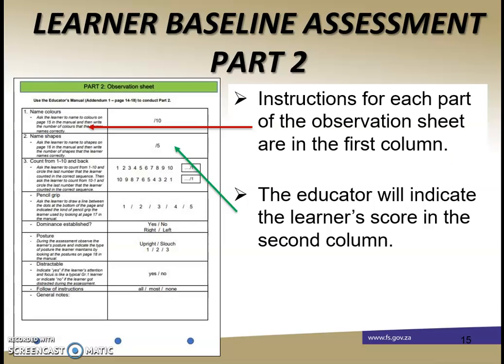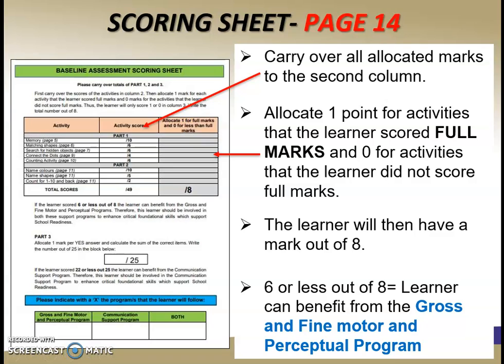Instructions on the observation sheet are found in the first column. The educator will then indicate the learner's score in the second column. Carry over all allocated marks to the second column. Allocate 1 point for activities where the learner scored full marks and a 0 for activities where the learner did not score full marks. The learner will then have a mark out of 8.